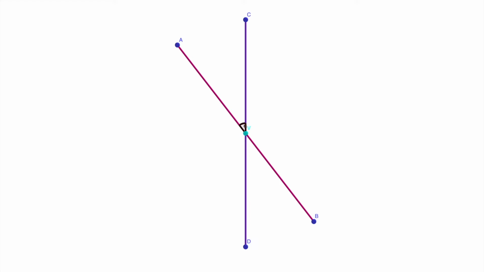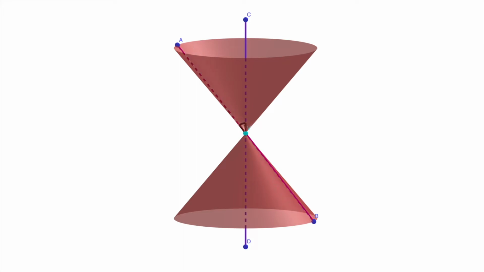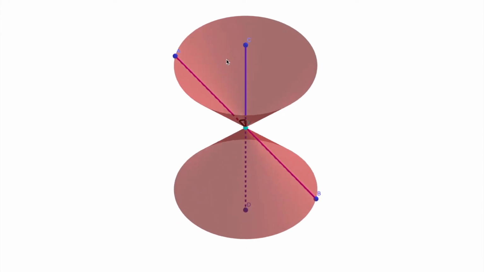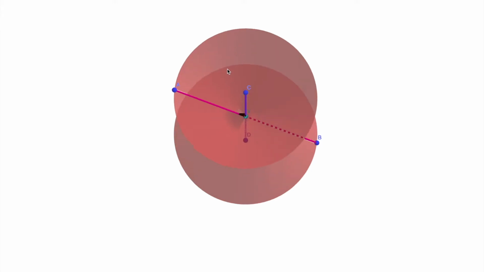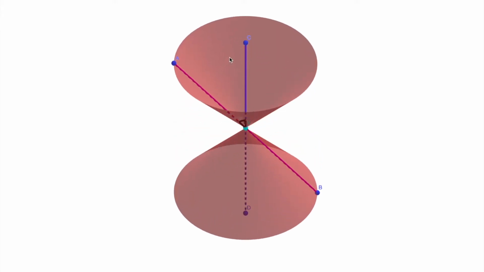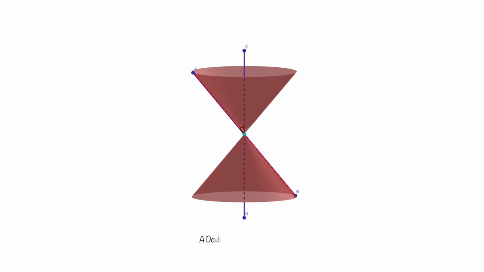When a straight line meets the vertical line at a fixed point at an angle alpha, and if we rotate the straight line about the fixed vertical line keeping alpha constant, then the surface generated is called a double right circular cone, because it has two cones joined at the fixed point V. It has a circular base which is perpendicular to the fixed vertical line. That's why the name double right circular cone.